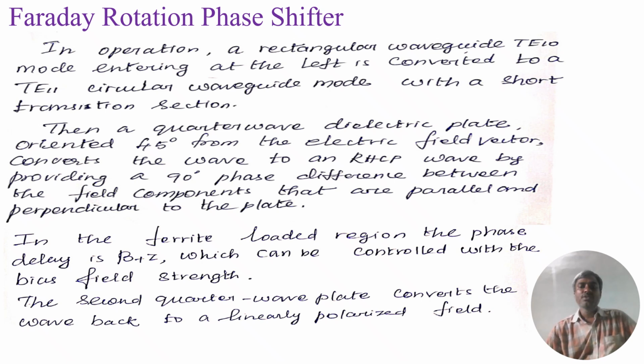The amount of phase shift is controlled by using the bias field strength. Then the second quarter wave plate will convert the circularly polarized wave into a linearly polarized wave. Then the circular to rectangular waveguide transition will convert TE11 mode into TE10 mode.